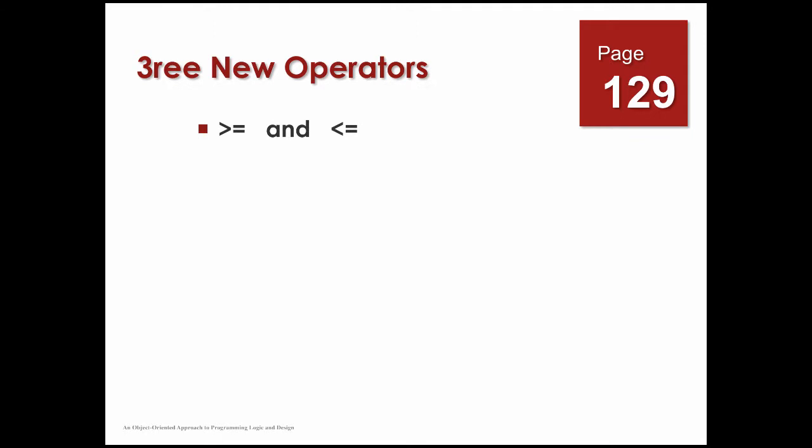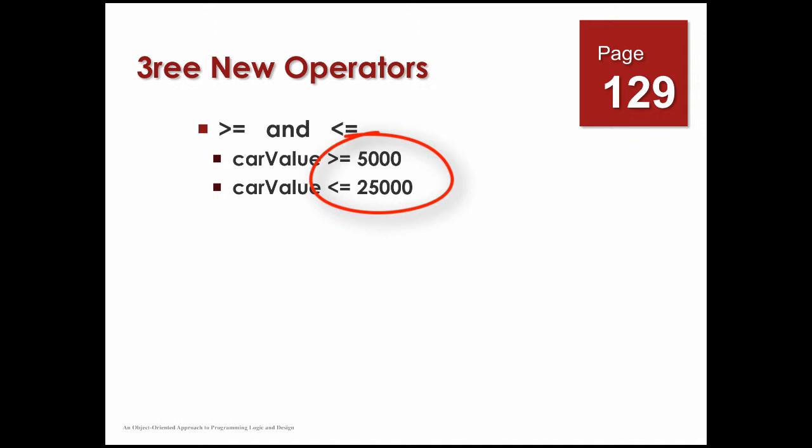So we're going to introduce 3 new operators at this point. We're going to say greater than or equal to and less than or equal to. So an example of that might be the value of your car, or car value variable, is greater than or equal to 5,000. Car value may be less than or equal to 25,000. Notice that those numbers are represented without a dollar sign, without commas and .00s after them. We're just going to be real simple with them here.